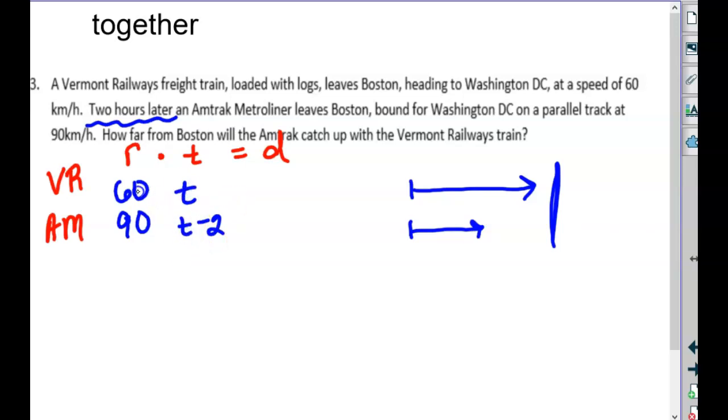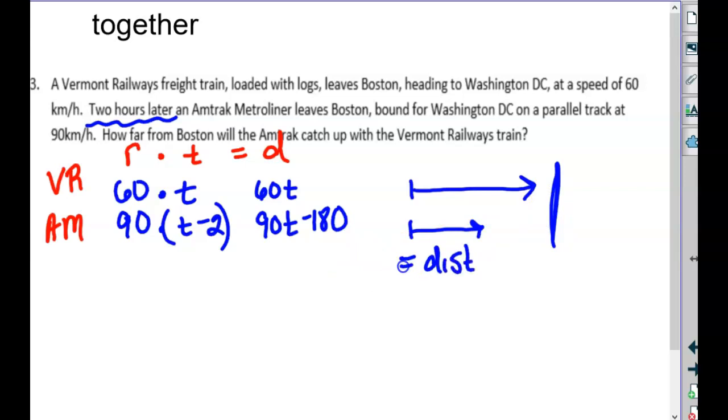Okay, so the expression here, if we multiply these, is 60t. The expression here, if we multiply these, would be 90t minus 180. And what did we just say about these? They cover an equal distance. So we can just set those equal. I didn't use two variables. Is that breaking anybody's heart?